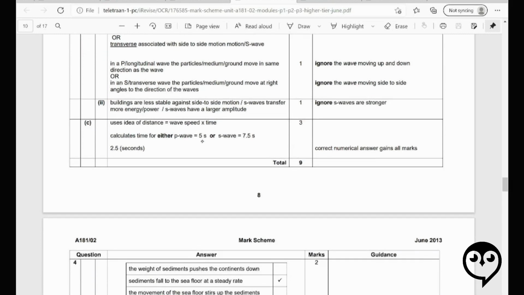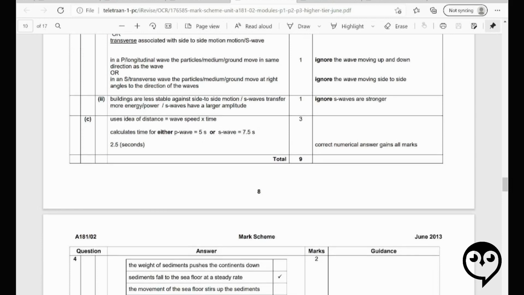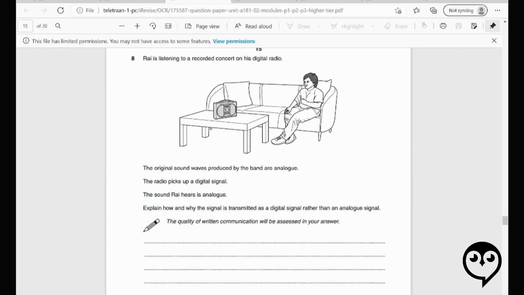Yeah. So 2.5, I think we've done that. That's fine. Then on the same paper here, I've got a digital analog question. So let's get on with that.